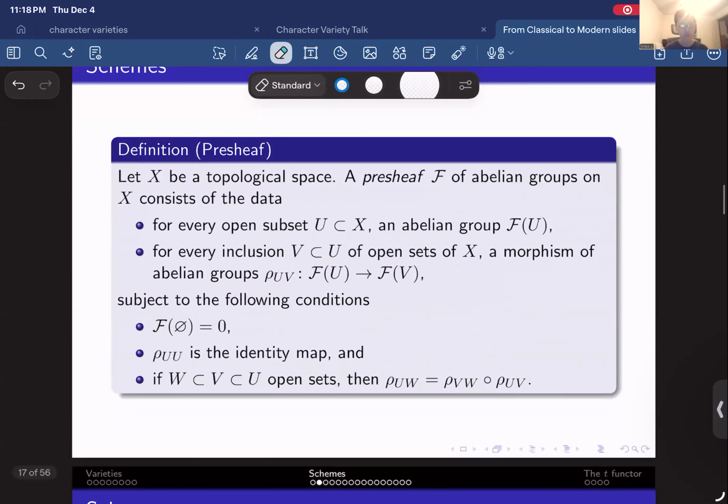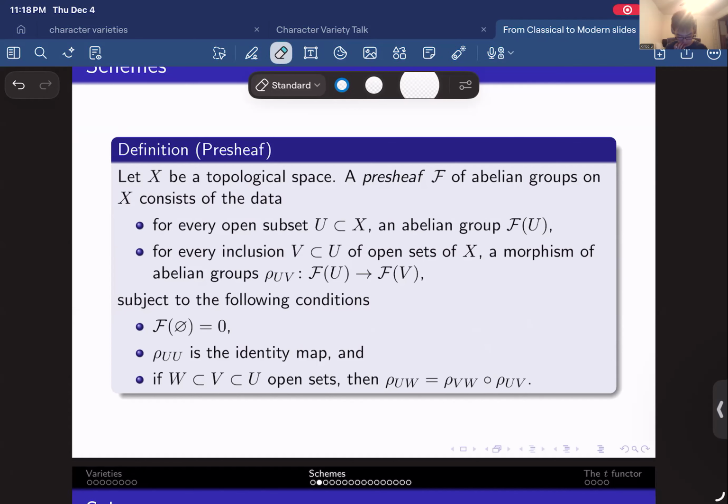Such that F of the empty set is 0. The restriction map from U, any open set, to itself is the identity. And if I have a chain of inclusions of open sets, then the restriction maps satisfy this cocycle condition.